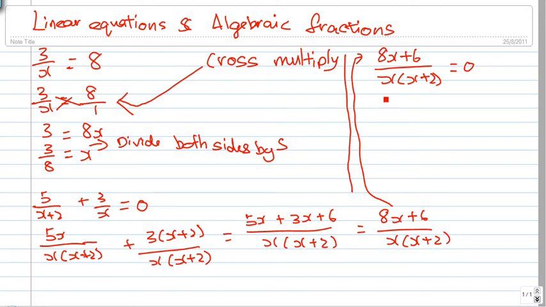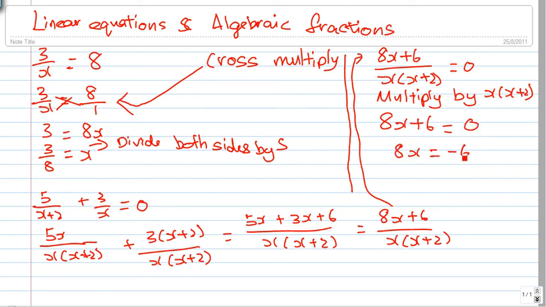Just for the sake of time, what we do is we multiply both sides of the equation by x, x plus 2. Now 8x plus 6 over x, x plus 2, if you multiply it by x, x plus 2, you will get 8x plus 6, because they cancel each other out. And 0, if you multiply by x, x plus 2, you will get 0. So 8x equals negative 6, x is negative 6 over 8, x is negative 3/4.